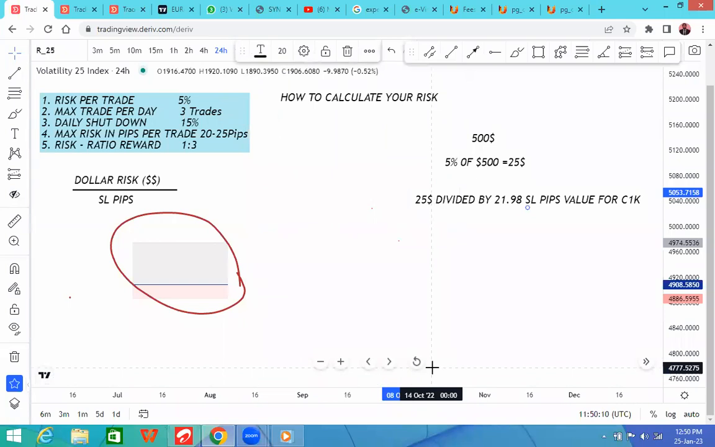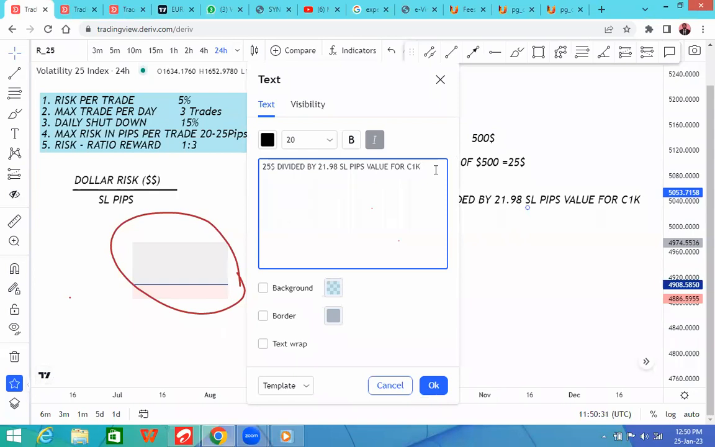What's it giving us? Drop the answer for me. So I'll say $25 I want to risk divided by 21.98. What's it giving us? 1.14, correct. You are correct. So I'm going to be having 1.14. If I go to my MT5, I'm going to open a position of 1.14, or I can just open 1.1 lot size on MT5.